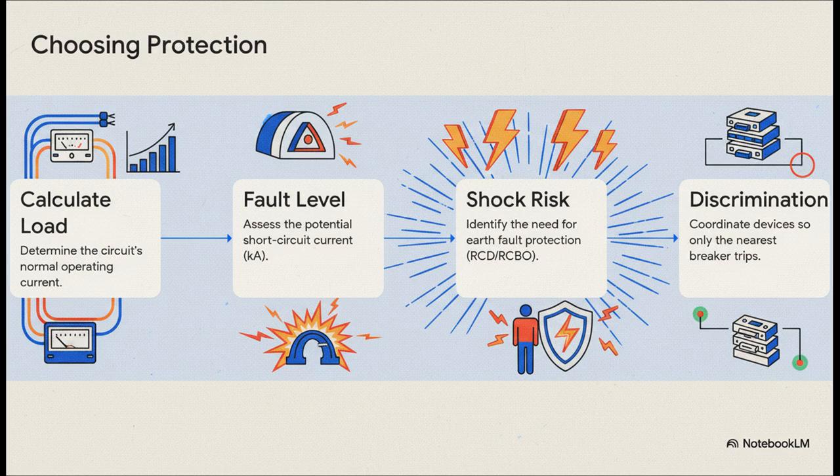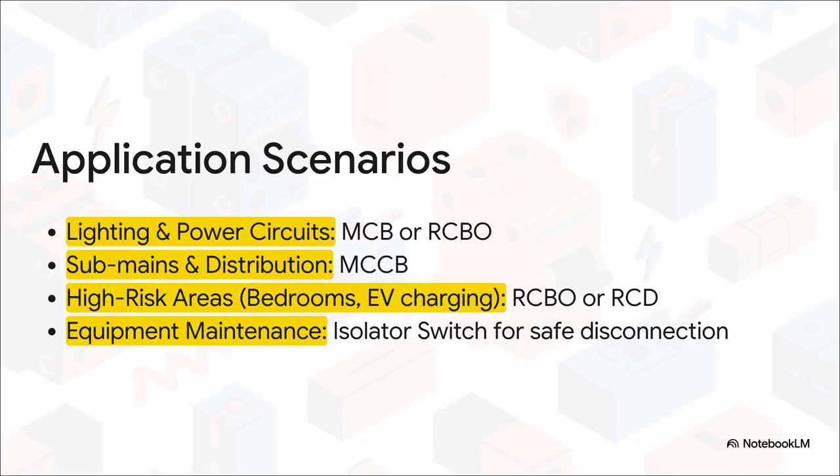And finally, you have to think about discrimination. This is just coordinating your devices so that a small fault on a lighting circuit only trips the local MCB, not the main breaker for the entire building. Nobody wants a widespread blackout from one little issue. And here's how this all plays out in the real world.